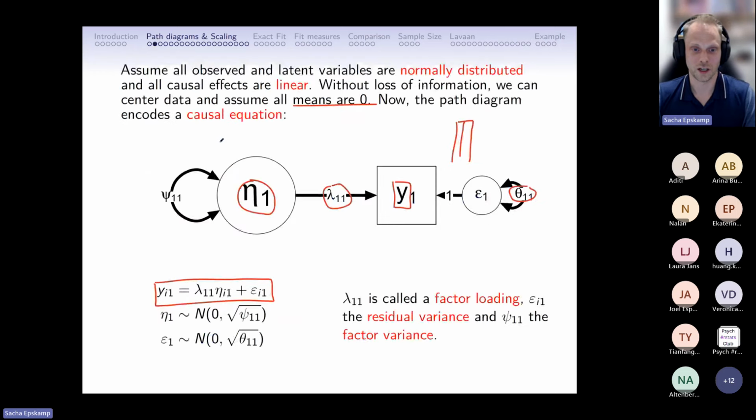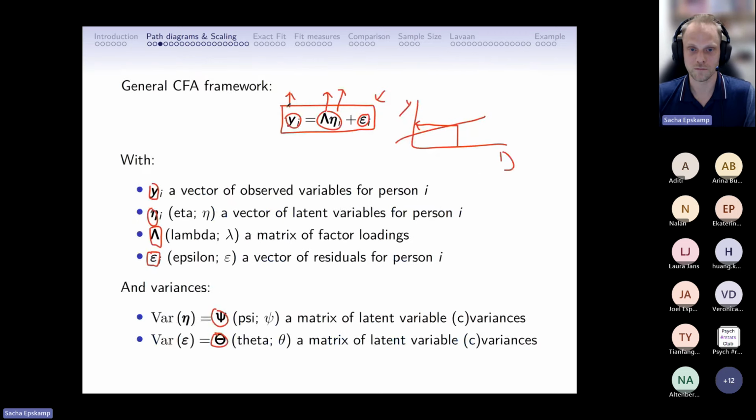All right. So this is the main thing we actually do in SEM. We have this model here, which we call a measurement model, where we are trying to explain a set of observed variables from the latent variable.